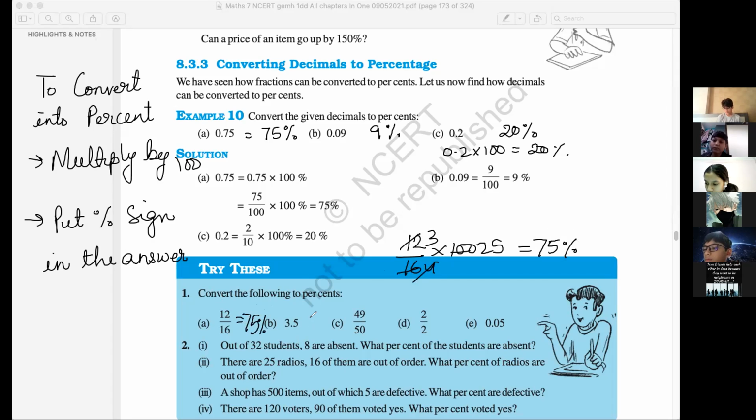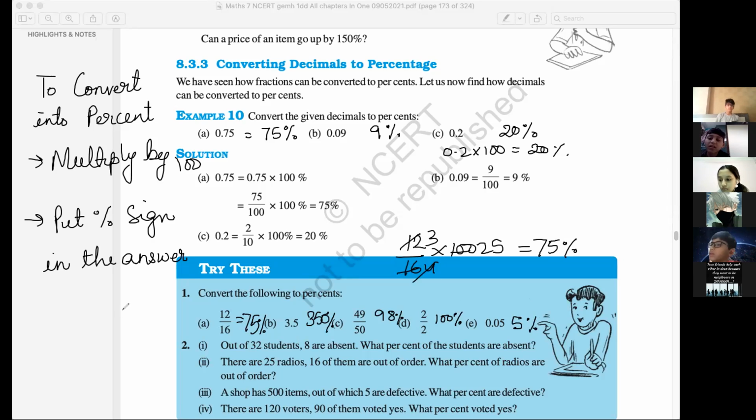What is the second answer? 350%. What is the C part? 98%. Ma'am, 100%. Oh, sorry, the D one is 100. Yes, C is 98%, D is 100%. And what is E? 5%.